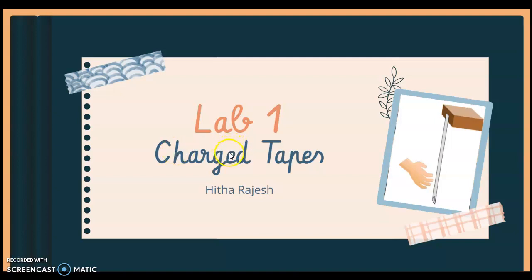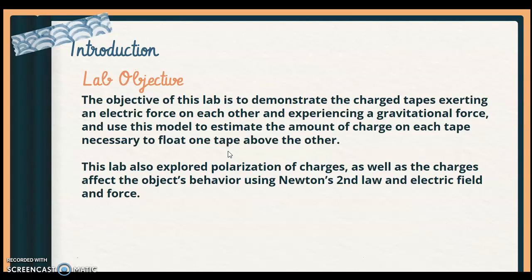This is Lab 1, Charge Tapes. In this lab, we will demonstrate the charged tapes exerting an electric force on each other and experiencing a gravitational force, and use this model to estimate the amount of charge on each tape necessary to float one tape above the other. This lab also explores polarization of charges, as well as how charges affect an object's behavior using Newton's second law and electric field and force.